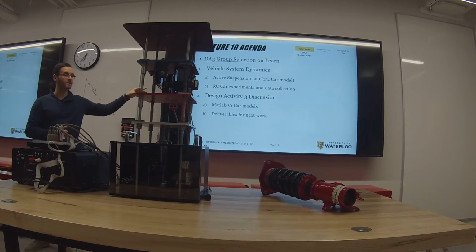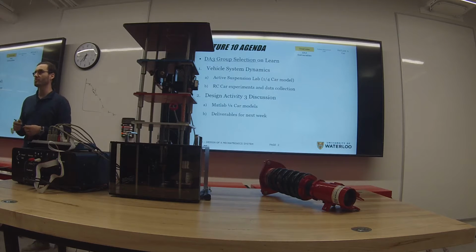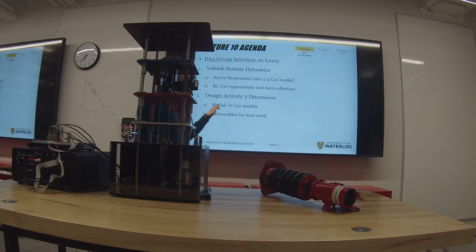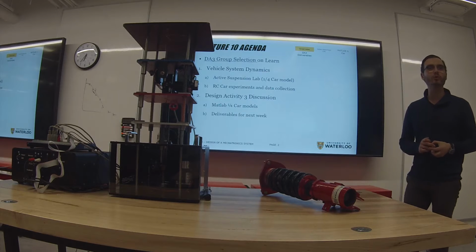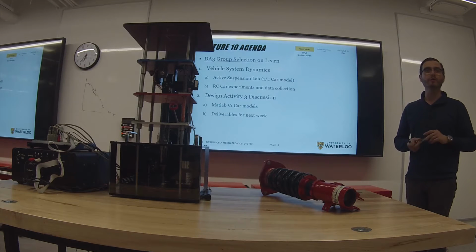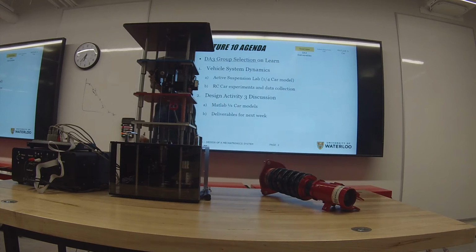The second thing is design activity 3 discussion. So what are you actually responsible for next week? And then how is this incorporated into the response paper? Okay, so I'll go over some MATLAB corner car models because I haven't really talked about what you need to do for that yet. So I've posted a lot of literature on Learn with some good MATLAB models that you can use as a reference to create your own. Okay, and then I'll talk about the actual hard deliverables for next week.